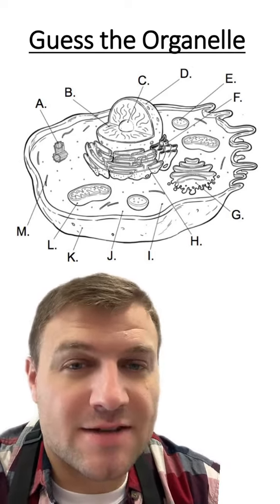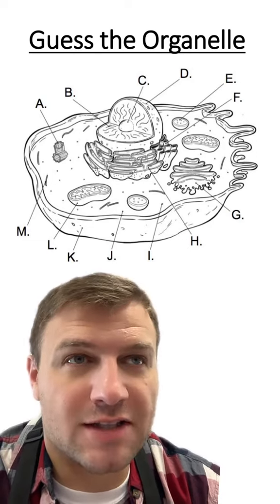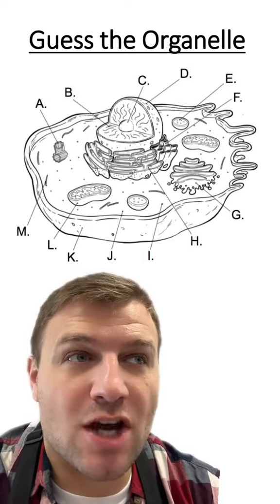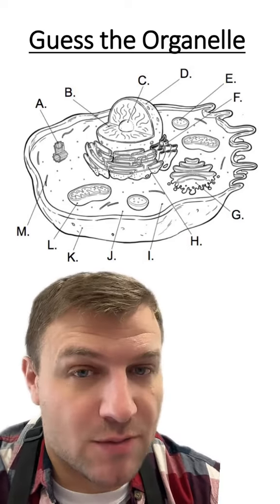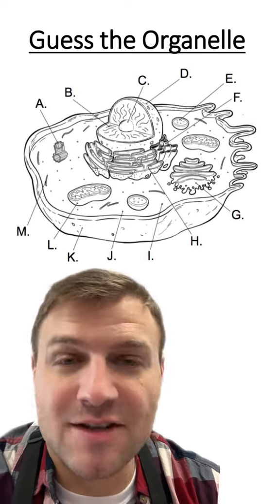What letter represents the nucleolus? The nucleolus is found in the nucleus, and its main job is to produce parts of the ribosomes. Letter C represents the nucleolus.